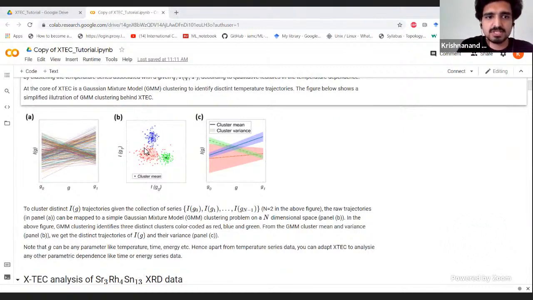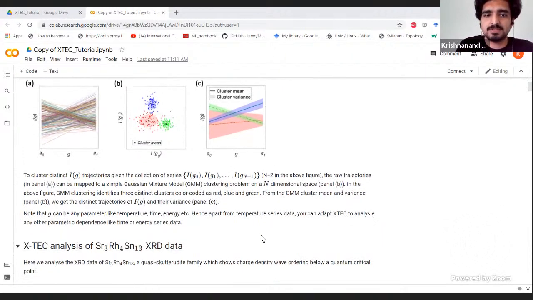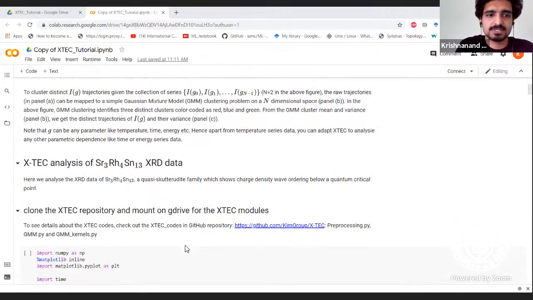And from the clustering assignments of this Gaussian mixture model, you can see that you have distinct trajectories with their corresponding mean and variance. And that's the idea. From these trajectories, if we can identify phases and phase transitions from the X-ray data, that's our goal. And this G can be any parameter.